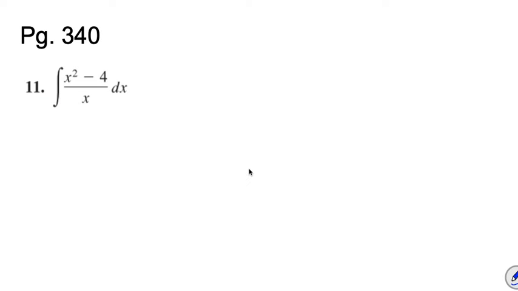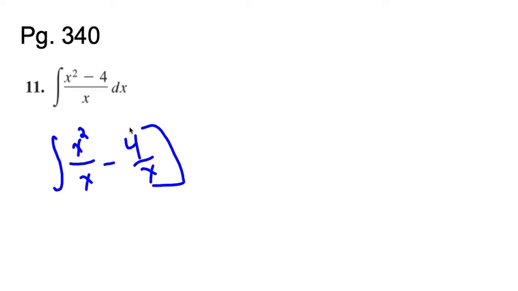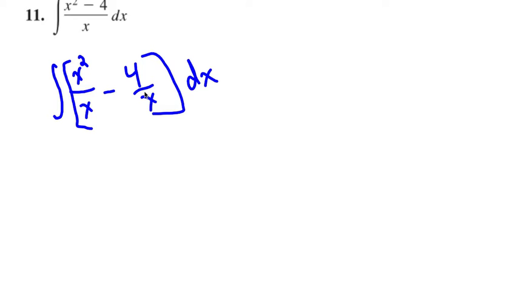So when we have something like this where we have a single number or variable in the denominator, we can split this up. This is the same thing as saying the integral of x squared over x minus 4 over x, and all of this is in parentheses, dx. So x squared over x, we can simplify that. x squared over x is just x. So the integral of x minus 4 over x.